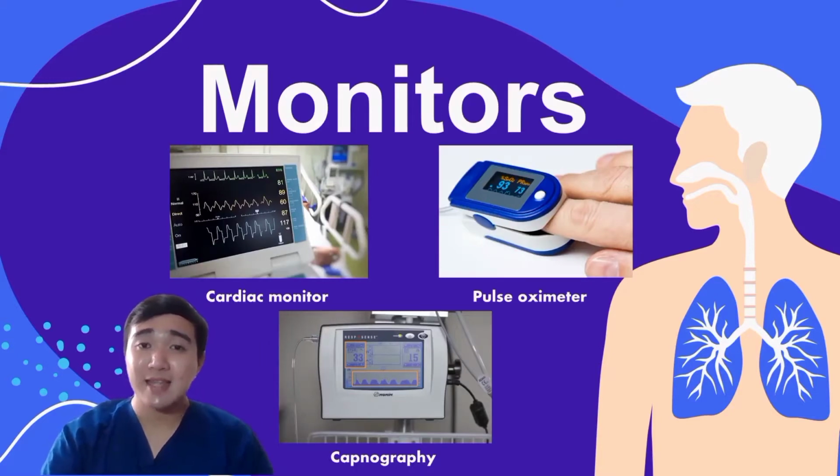The M stands for the monitors. It includes the cardiac monitor and the pulse oximeter. All patients undergoing endotracheal intubation should be placed on continuous monitoring equipment, including the heart rate, respiratory rate, blood pressure, and the continuous oxygen saturation monitoring. Capnography should be employed when available.